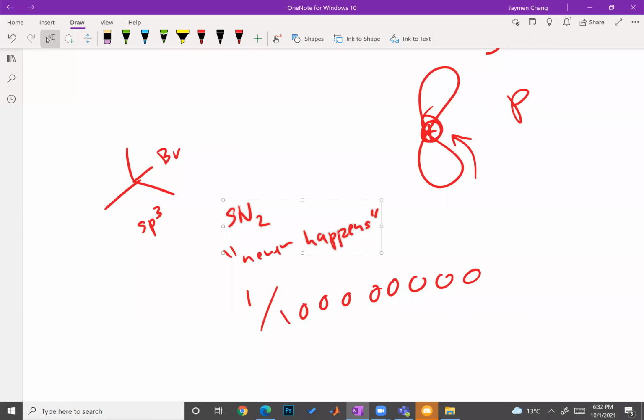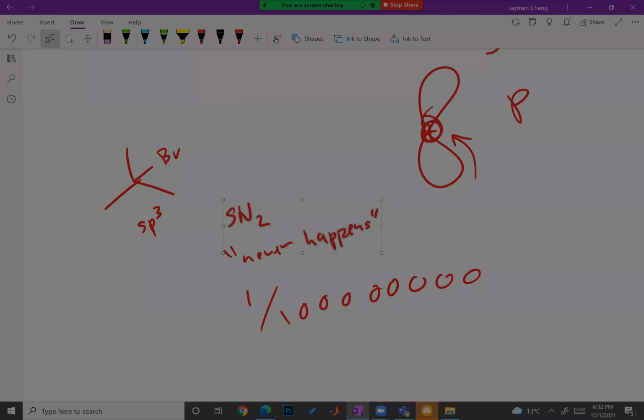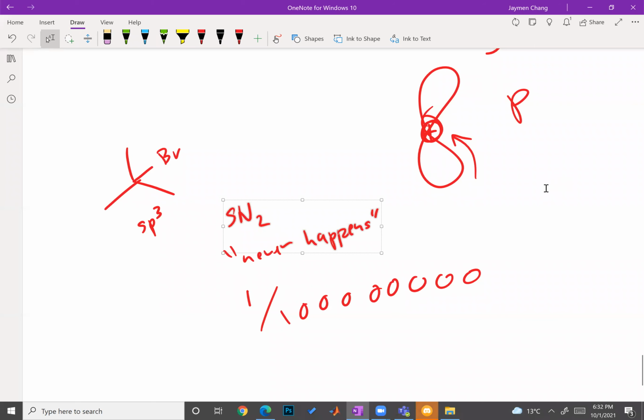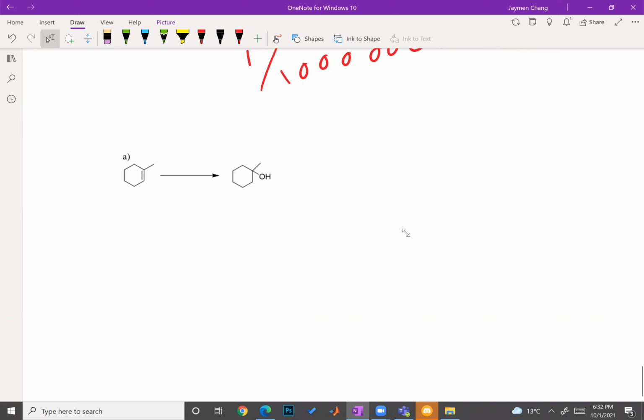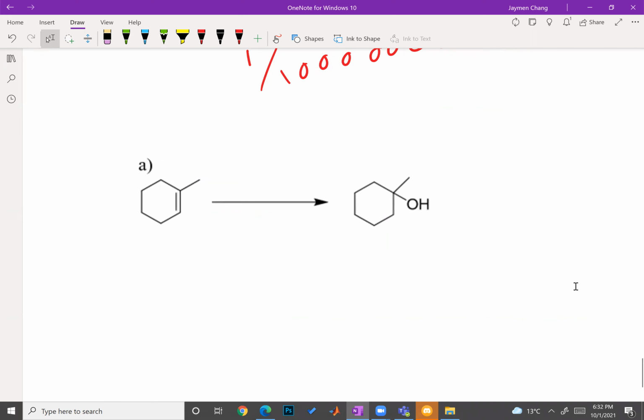All right, I think we have time to do a few more questions and then go through it. So for this question, they want us to fill in the reagent and to draw the mechanism. So do you have any ideas?